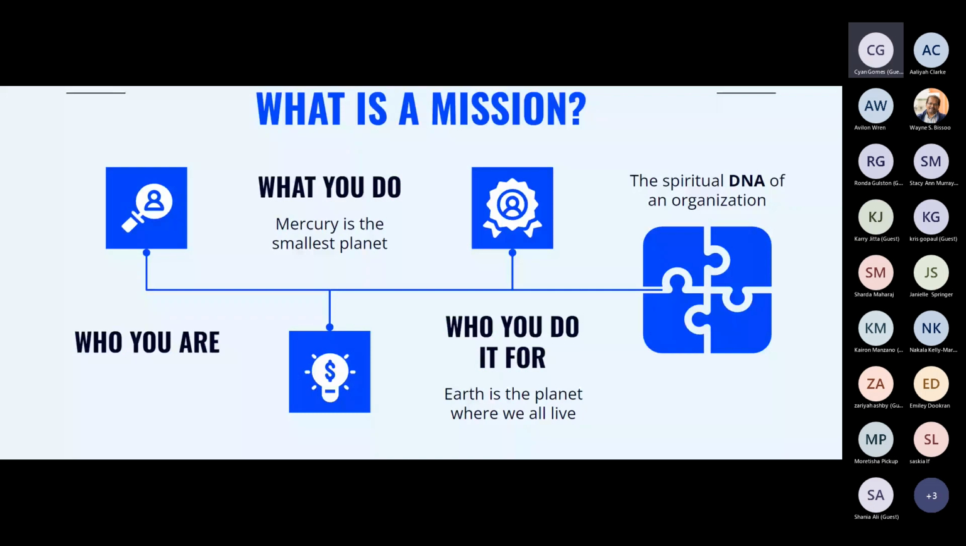So what exactly is it? Like, how do we break it down so that we can formulate a mission for ourselves? Simply put, a mission statement explains to an organization who you are, what you do, and who you do it for. The mission defines the enduring character or spiritual DNA of the organization and can be used as a framework for employees to find meaning in their work.